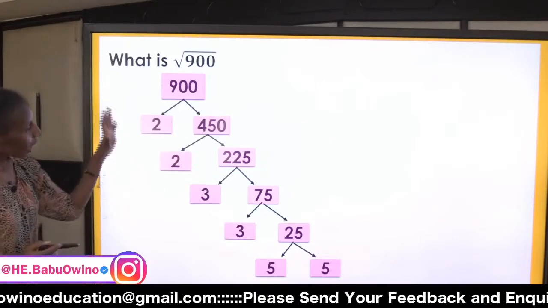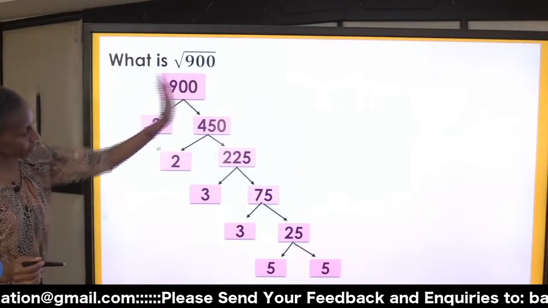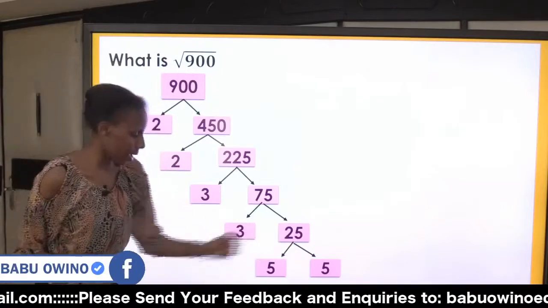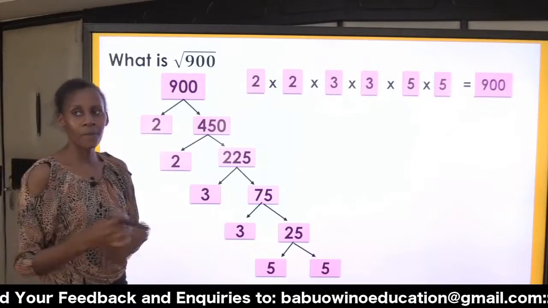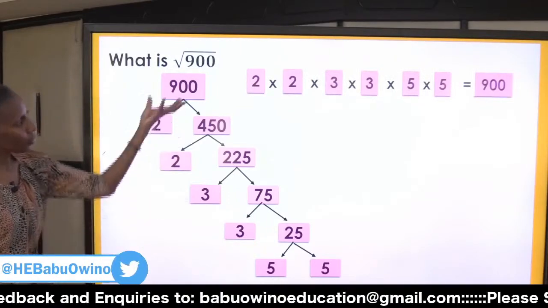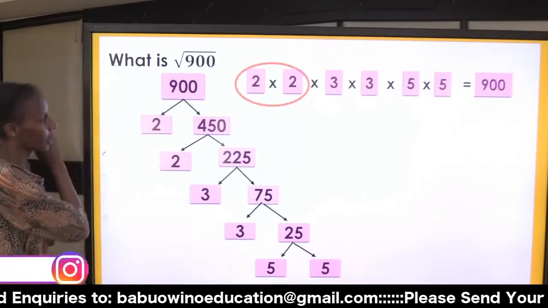Okay, so now we express our 900 as a product of these prime factors. And there we are. What do we do next? We pair the prime factors.